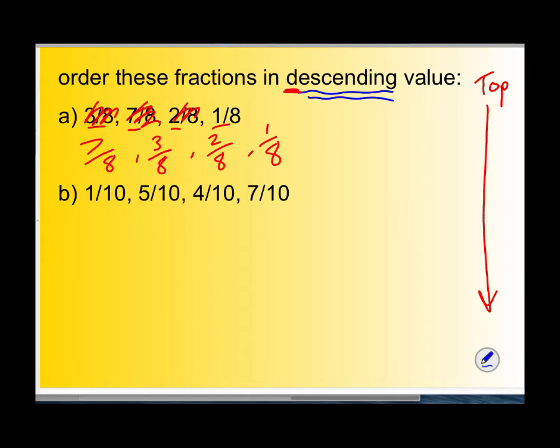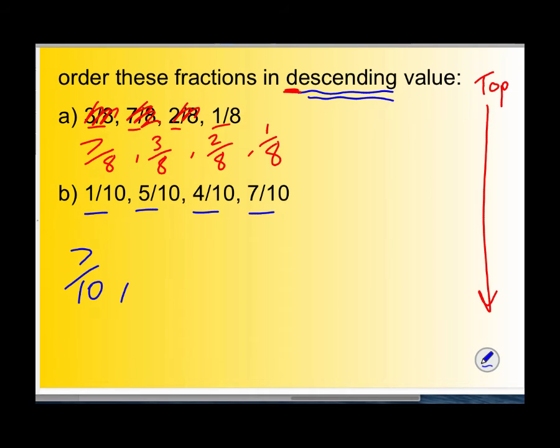All right, let's do B, thank you. Starting up the top. So what is the highest fraction here? You've got 1 tenth, 5 tenths, 4 tenths, and 7 tenths. You tell me which is the highest fraction. The highest fraction is, I hope you've worked it out, 7 tenths.